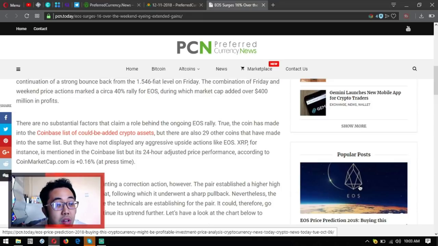So there are no substantial factors that play a role behind the ongoing EOS rally. True, the coin made it into the Coinbase list of could-be-added crypto assets, but there are also 29 other coins that have made it into the same list, and they have not displayed any aggressive upside actions like EOS. XRP, for instance, is mentioned in the Coinbase list, but its 24-hour adjusted price performance, according to CoinMarketCap.com, is 0.16% at press time.